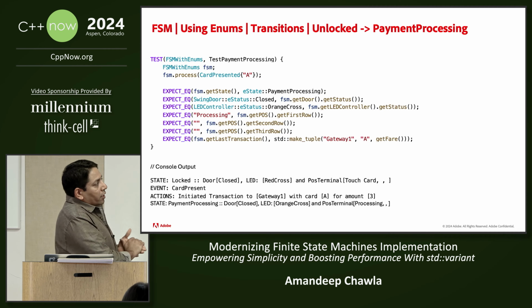And if you see the console output, initially we started with lot state, the door was closed, LED was red cross, and POS terminal was just displaying touch card. And then the event came, card present, and the external actions we performed: we initiated a transaction to gateway 1 with card A and for amount $3. We moved to the next state, which was payment processing. The door is closed, LED turns to orange, and POS terminal displays processing. So everything is working as expected.